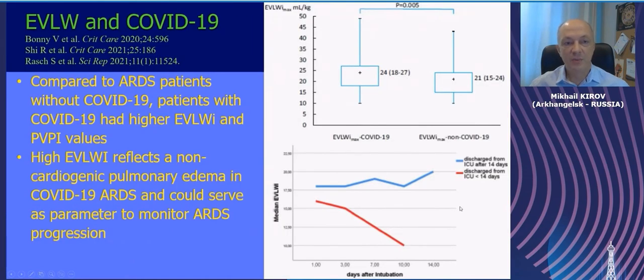In COVID-19, we see that lung water can also be useful. As shown in the study from Paris, the patients with COVID-19 have higher lung water value and PVPI as compared to non-COVID patients. And the higher lung water reflects a non-cardiogenic pulmonary edema in these patients and can serve as a parameter to monitor ARDS progression. You see the decrease in lung water in patients who were discharged early from ICU and the increased lung water in more severe patients staying in ICU in this recent study.